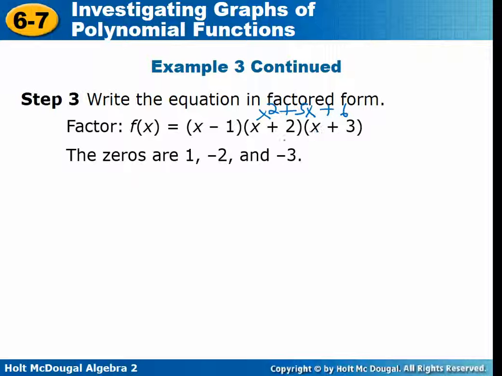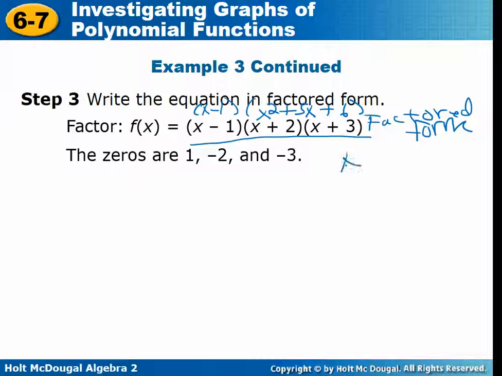So that factored into x plus 2 times x plus 3, and we still had the x minus 1 from what we found our 0 to be. So now we've got it in factored form. This is factored form. And you can set each one of those factors equal to 0, x minus 1 equals 0, and add 1 to both sides and get x equal 1.